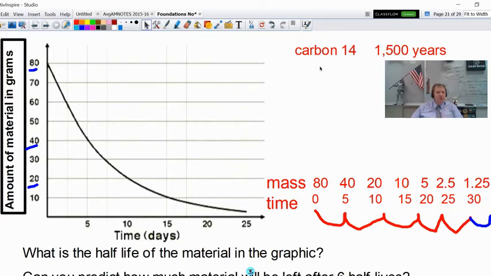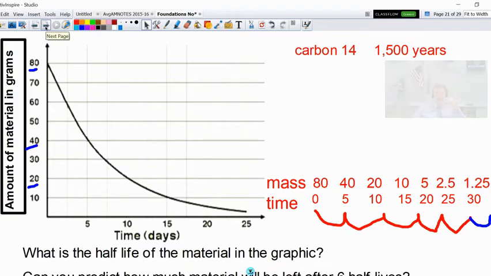You can also do that in reverse. You could say, okay, if I have 25 grams now, 1,500 years ago, I had double. And then 1,500 years ago, I had double of that. So you can also build it backwards. It works in both directions. So that's why half-life is a pretty commonly used tool.